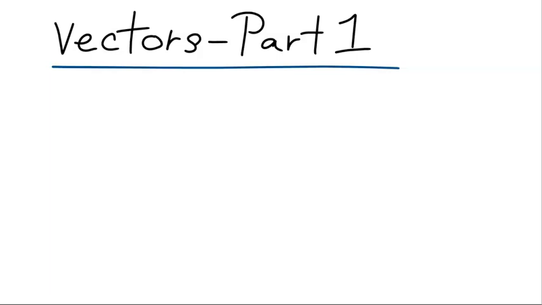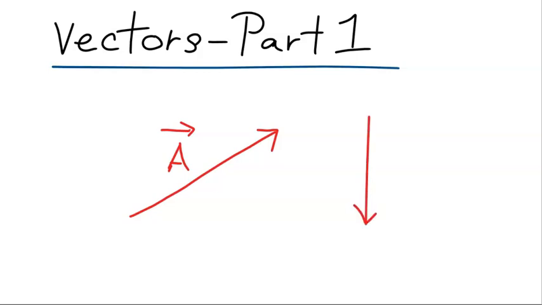Now, we can represent a vector graphically in the following manner. With an arrow like that, and we can symbolize this arrow with a letter with an arrow over it. So this represents vector A, or vector B, vector C, and so on.